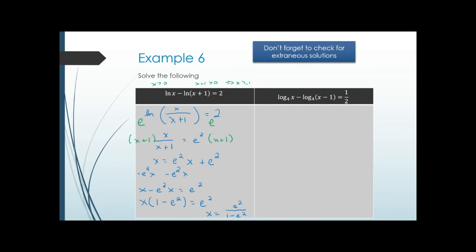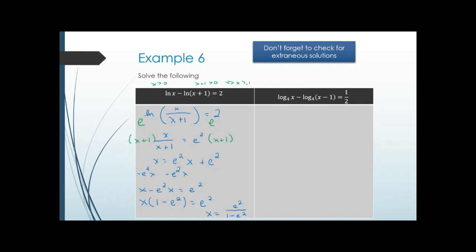So I'm going to put this in my calculator, and you want to be very careful how you put it in. So e squared, I'm putting that in, and then I'm hitting divide, and then I need to have parentheses for the denominator. So I have a parenthesis, 1 minus e squared, close that parenthesis, close the second parenthesis, and hit enter. This gives me a negative. So that is an extraneous solution.